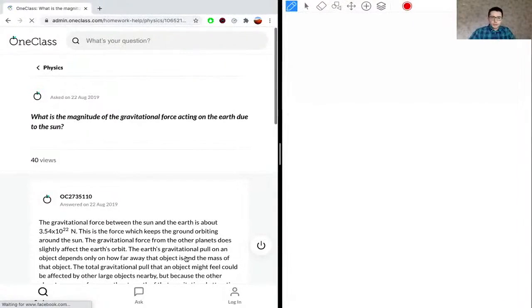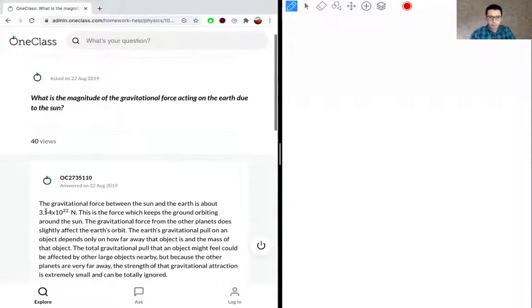So, next question is, what is the magnitude of the gravitational force acting on the Earth due to the Sun? So we're not given that much information. If you were to Google this question, you would get 3.54 times 10 to the 22. But that doesn't really help us understand why that's the case.